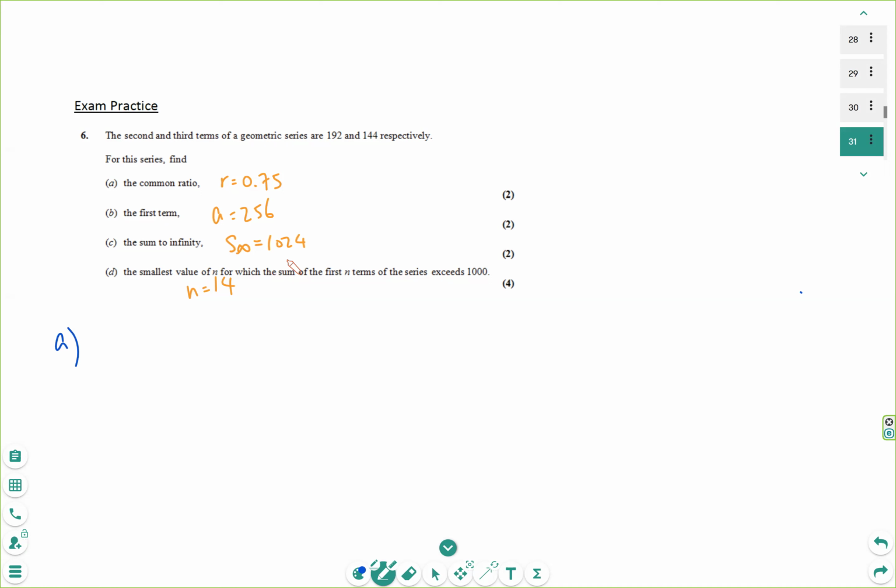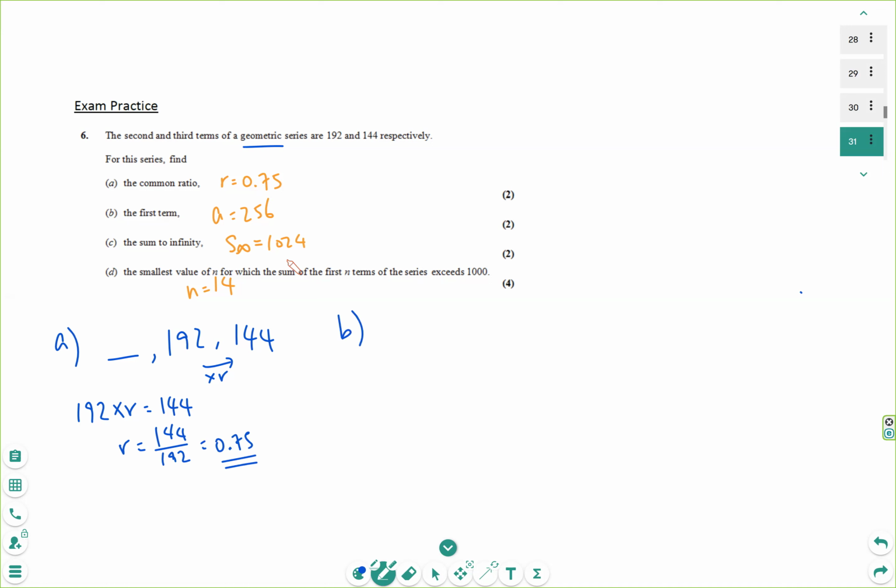So let's do part A. Again, with this type of question where you're given a certain number of terms, I tend to count them. 192, 144. I was told it's a geometric series. That means I multiply by the same ratio. So 192 times R equals 144. R equals 144 over 192, which is 0.75. Easy peasy.